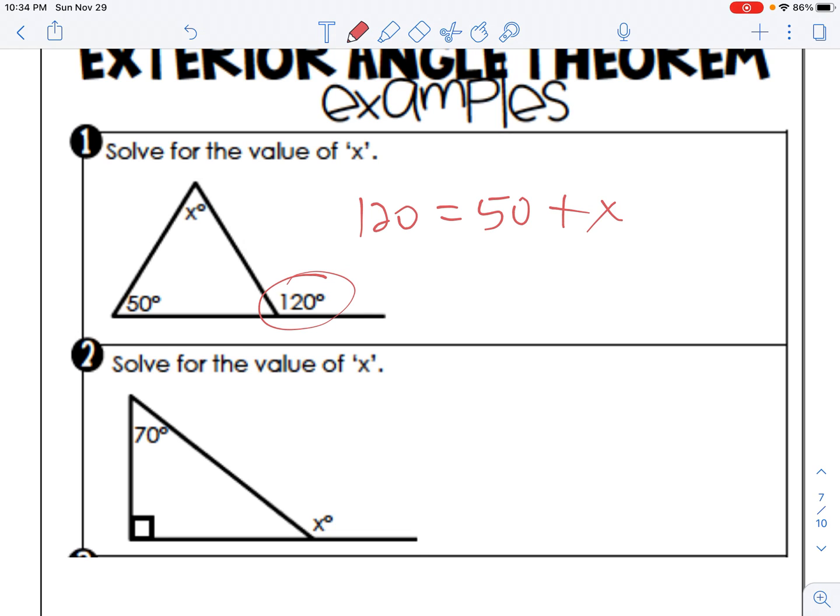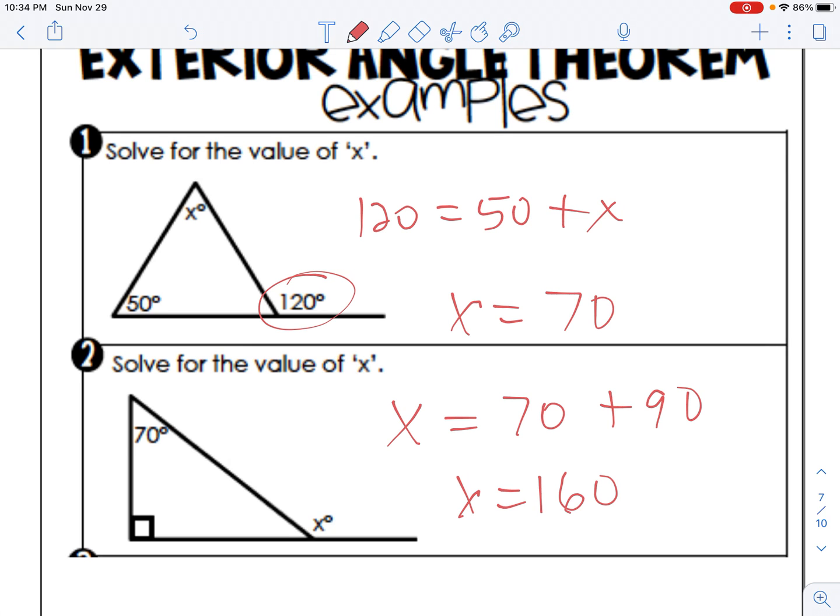So subtract 50, and we get x is equal to 70. Okay, same thing. What is x? X is equal to the two inside angles added together, 70, and then that box is 90, so x is going to equal 160.